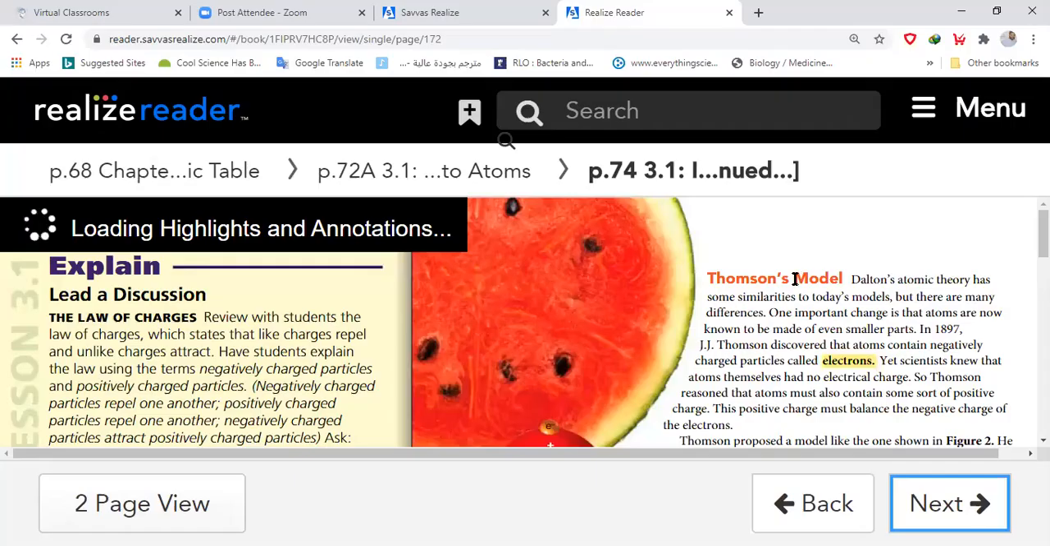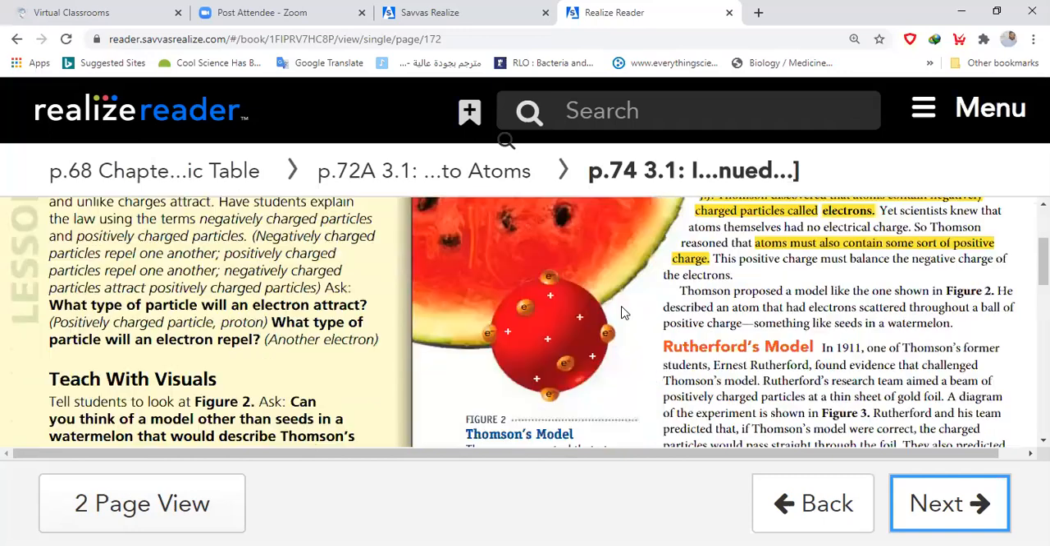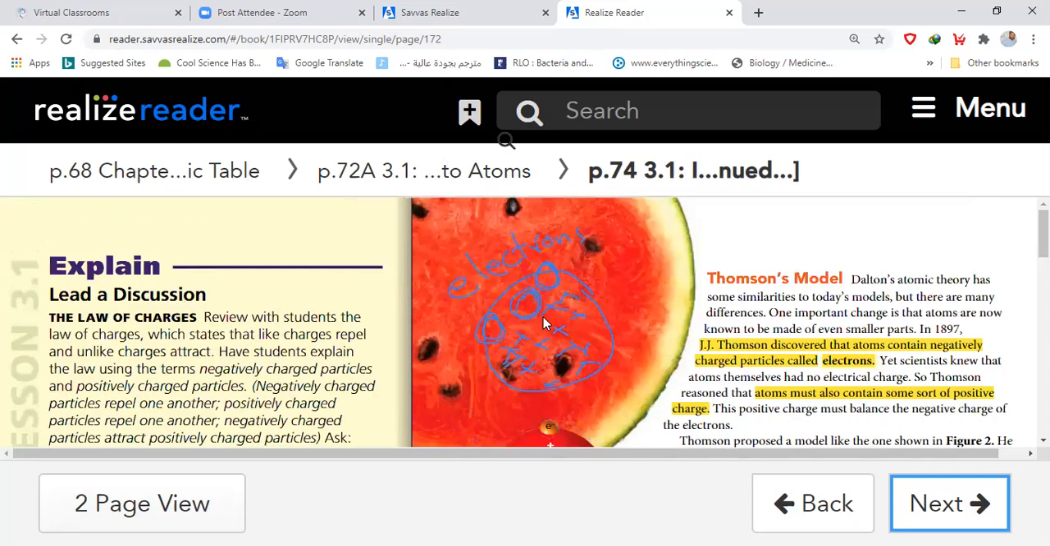Then the scientist J.J. Thomson, he said that, hang on a second, J.J. Thomson said that the atom has negative particles that he called electrons, and there are positive particles that are spread all around the atom. He said that the atom must also contain some sort of positive charge. Who is this? This was J.J. Thomson. So the next scientist we should write is J.J. Thomson.